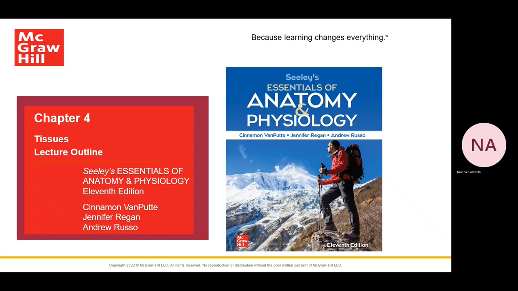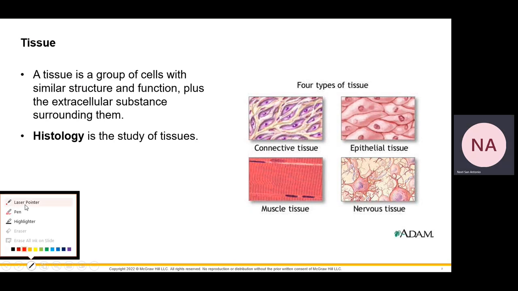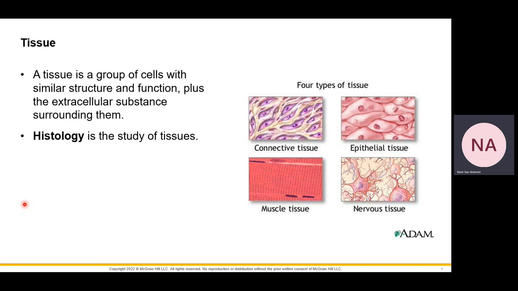Good morning. So for today, we will be discussing chapter 4, which is the tissue level of organization. Okay, so let's start our discussion. As we have said during our introduction to anatomy, a tissue is a group of cells with similar structure and function, plus the extracellular substance surrounding them.